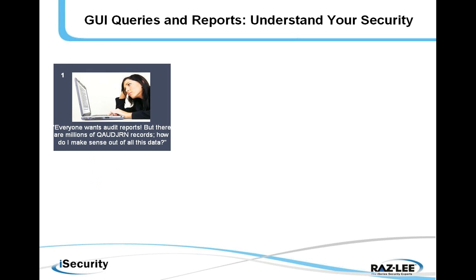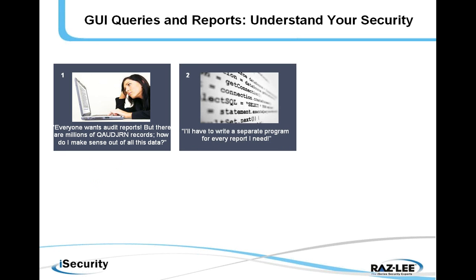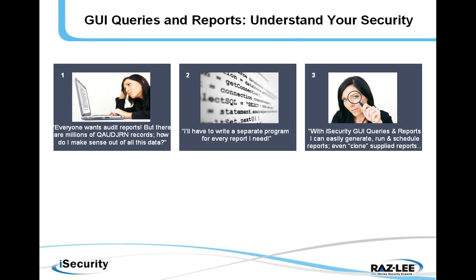Our system administrator says to herself, well, everyone wants audit reports, but there are millions of Q audit journal records out there. How do I make sense out of all that data? I'd probably have to write a separate program for every report that I need.